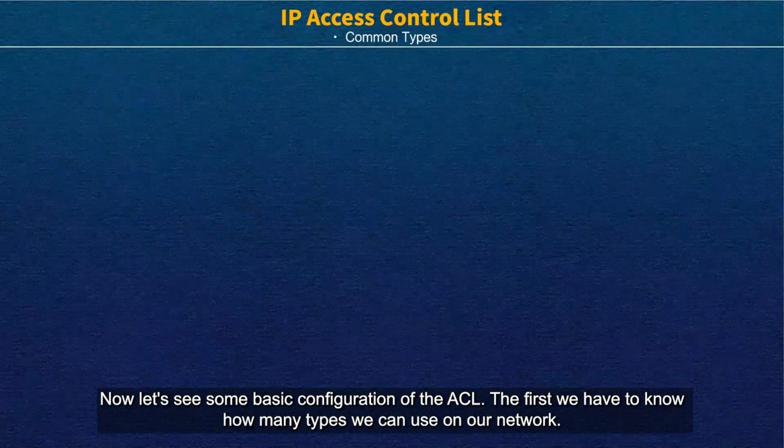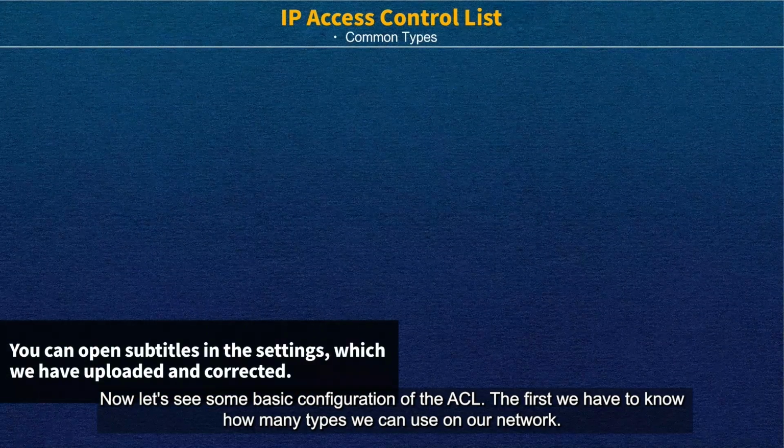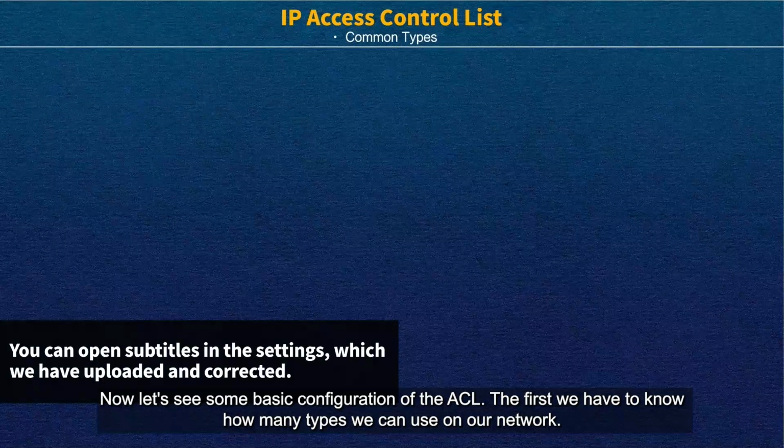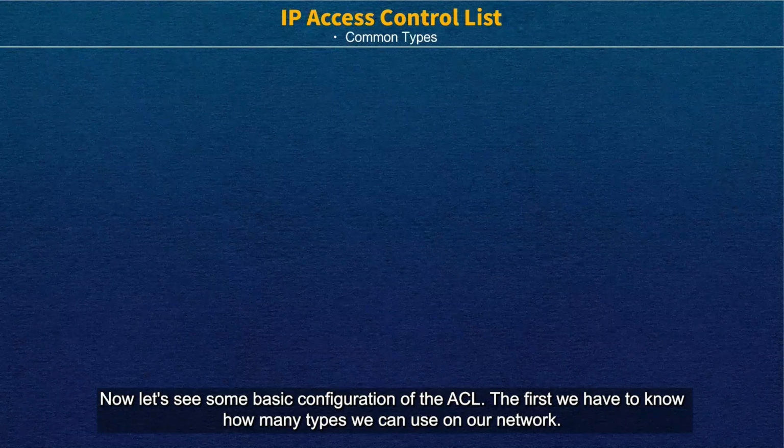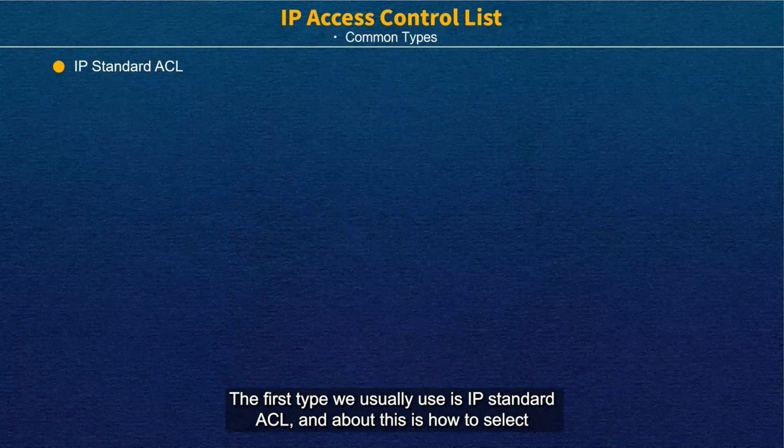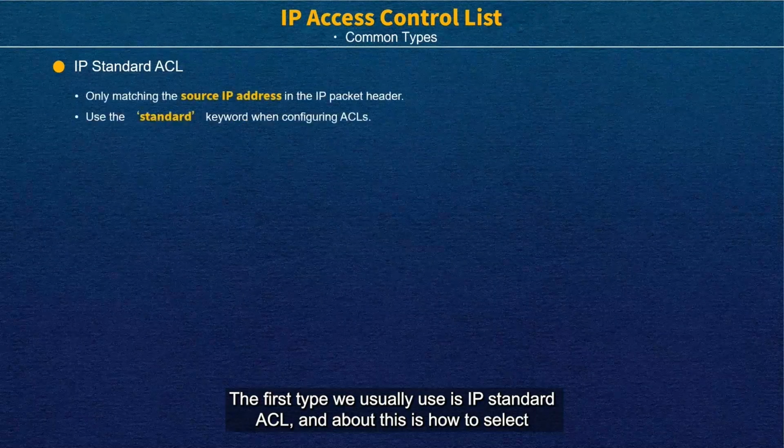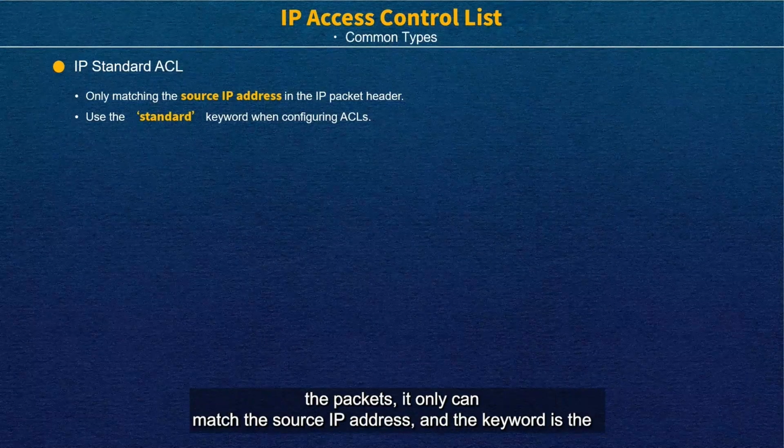Now let's see some basic configuration of the ACL. First, we have to know how many types we can use on our network. The first type we usually use is IP standard ACL. About this ACL, how to select the match: it can only match the source IP address, and the keyword is standard.